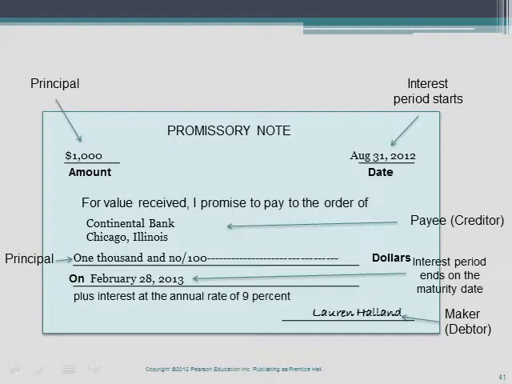There are 2 parties to the note. The creditor accepts a note receivable, the debtor issues a note receivable. This figure shows us a typical promissory note. The principal amount of the note, $1,000, is the amount borrowed by the debtor and lent by the creditor. This 6-month note receivable runs from August 31st to February 28th, when Lauren, the maker, promises to pay Continental Bank, the creditor, the principal of $1,000 plus 9% interest. Interest is revenue to the creditor and an expense to the debtor.